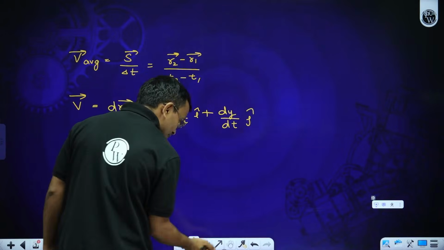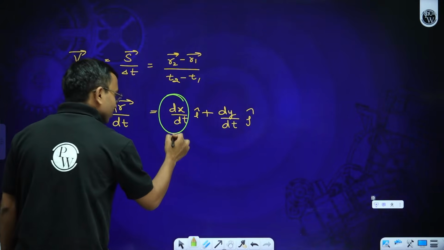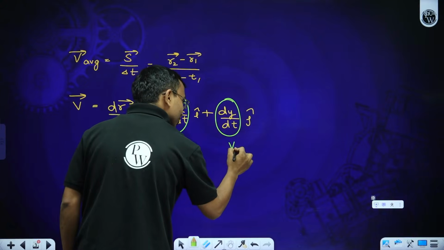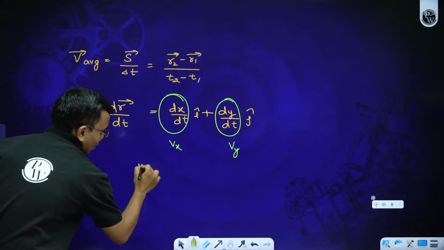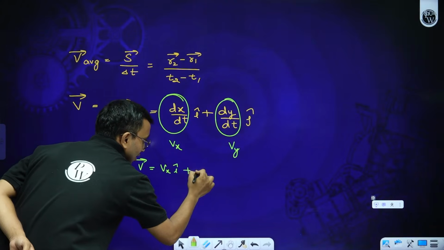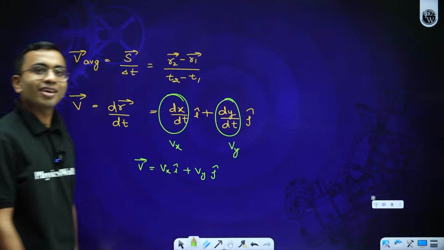Velocity has two components. This is the x component of the velocity, which we write as vx. This is the y component of the velocity, vy. So my v is basically vx i cap plus vy j cap.